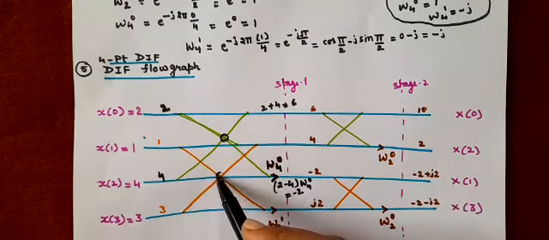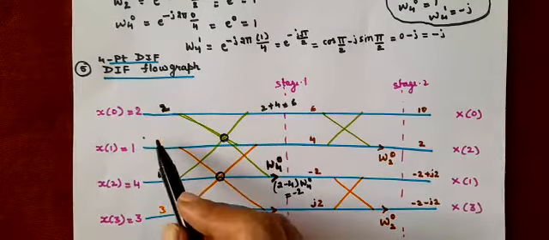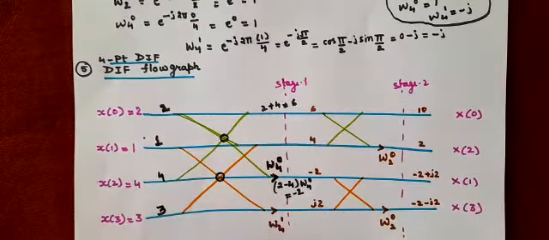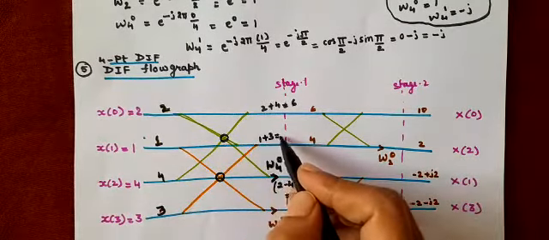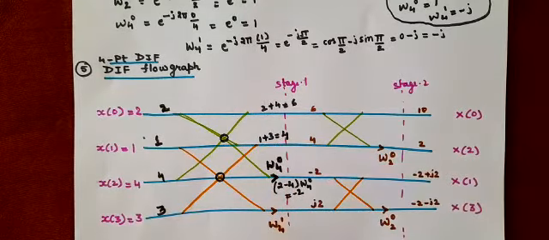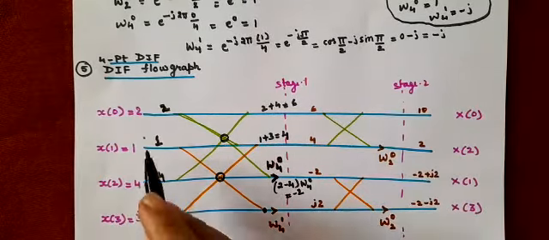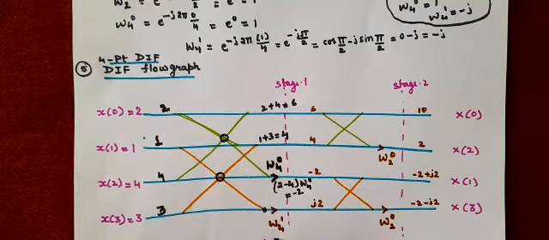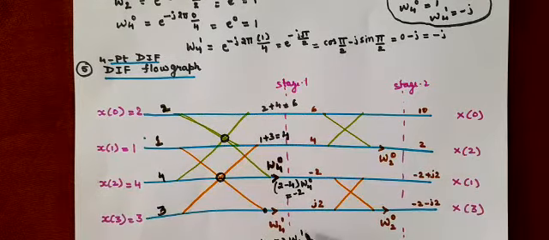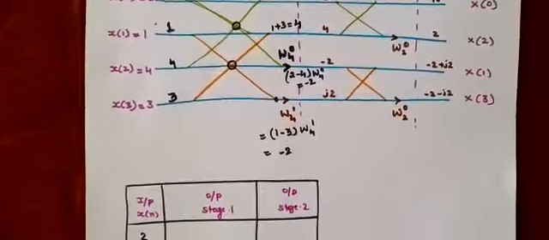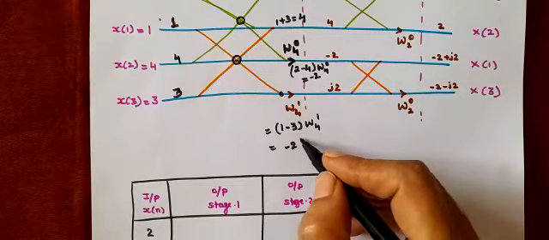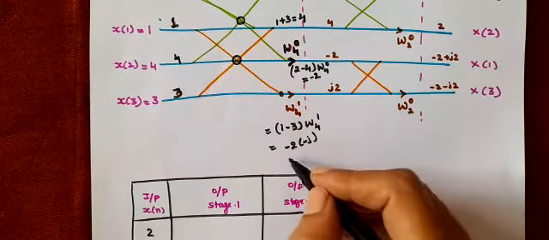Now coming to the second butterfly. What are the input values? 1 and 3. So here the inputs are 1 and 3 for this butterfly. It will be 1 plus 3, which is equal to 4. Now for this line, what will be the equation? A minus B, 1 minus 3, whole multiplied by the twiddle factor, that is W4 to the power of 1. That is minus 2 times W4 to the power of 1. How much is W4 to the power of 1? Minus j. So it will come as j2.